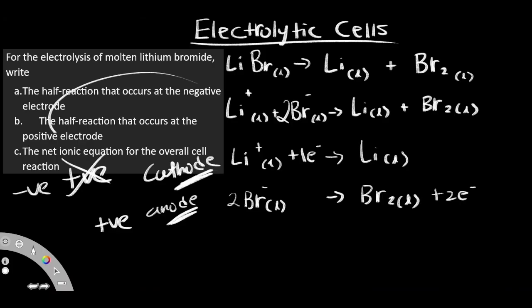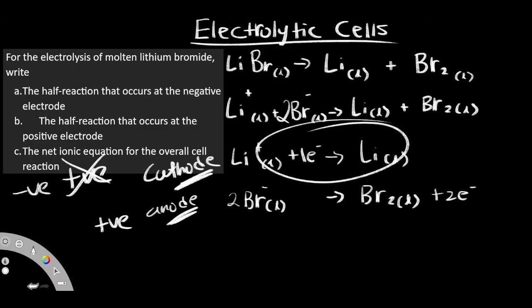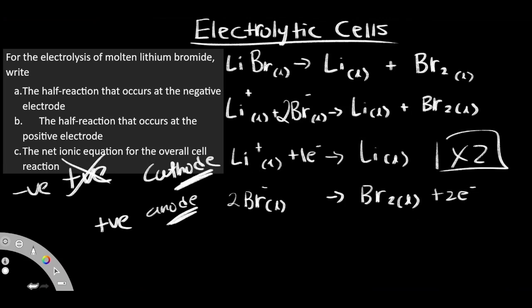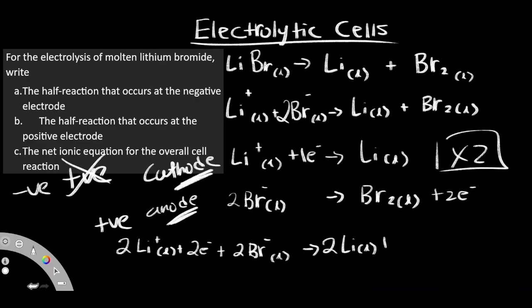So now that we have identified A and B, let's finish off with C, the net ionic equation. Of course, this 1 electron over here is not the same as 2 electrons there, so we can't cancel them out. So what we're going to do is multiply the whole thing by 2. So let's start with this one over here. We'll have 2 Li+ plus 2 electrons plus 2 Br-, yielding our 2 Li(l) plus Br2(l) plus 2 electrons.